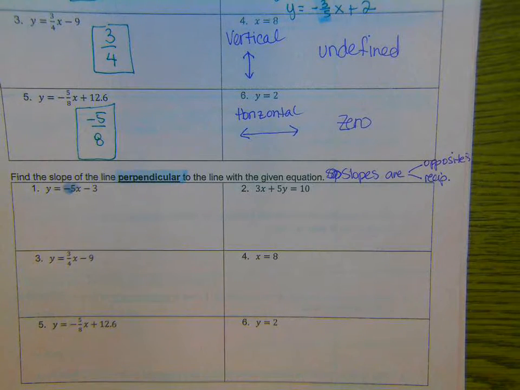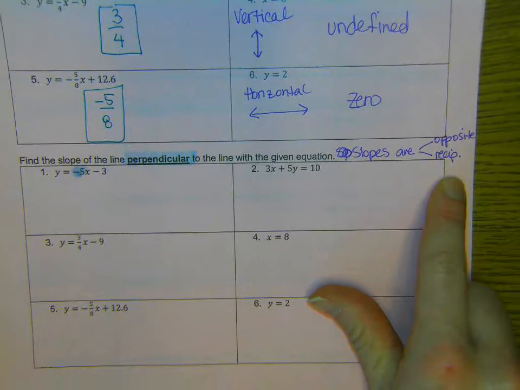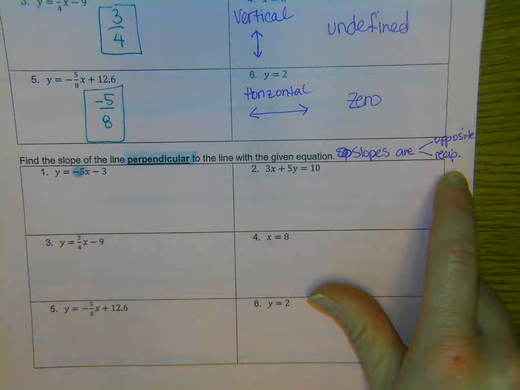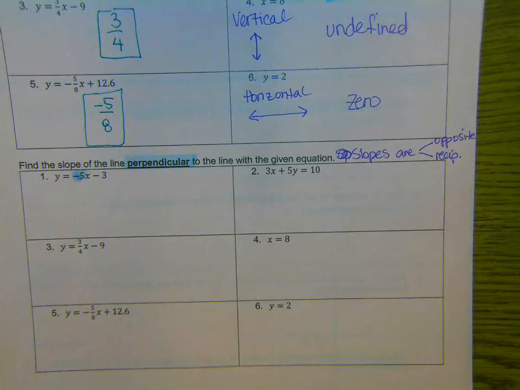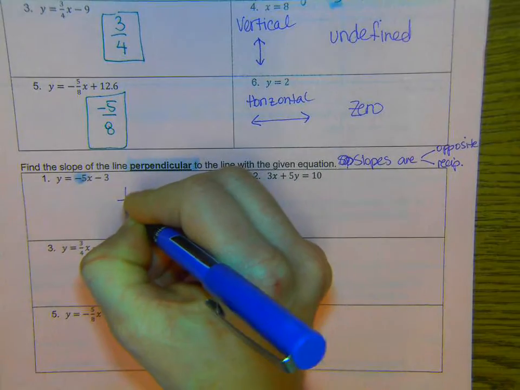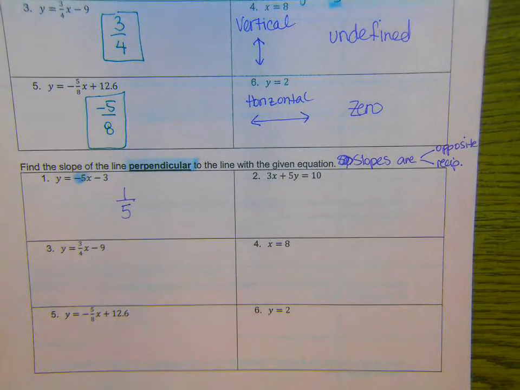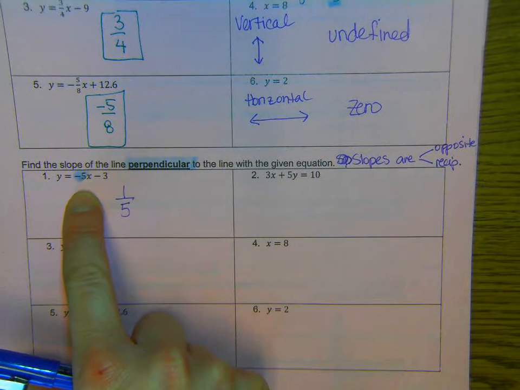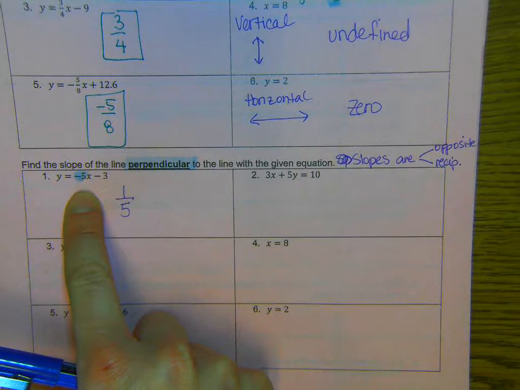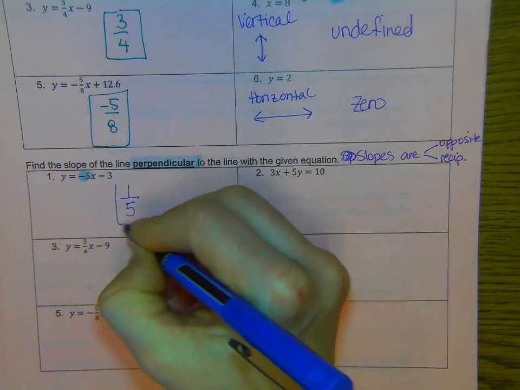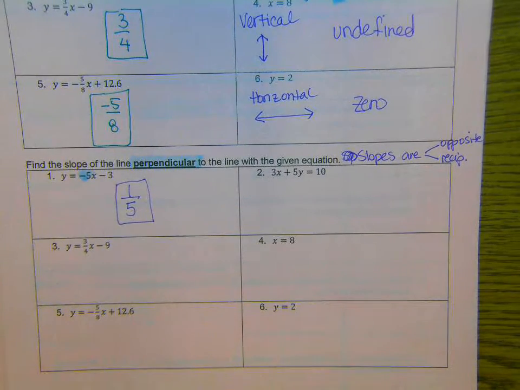Okay, so the slope of this line we already determined is -5. What do you think? Okay, the opposite would be 5. Now make it the reciprocal. You got to do both. What's the reciprocal of 5? 1 over 5. So the perpendicular line would have a slope of positive 1 over 5. I took the opposite and made it positive. I took the reciprocal by flipping it.